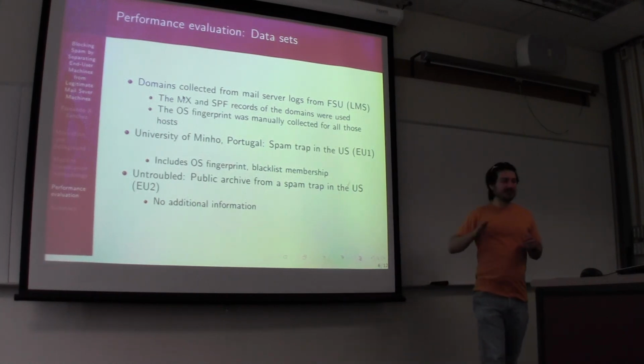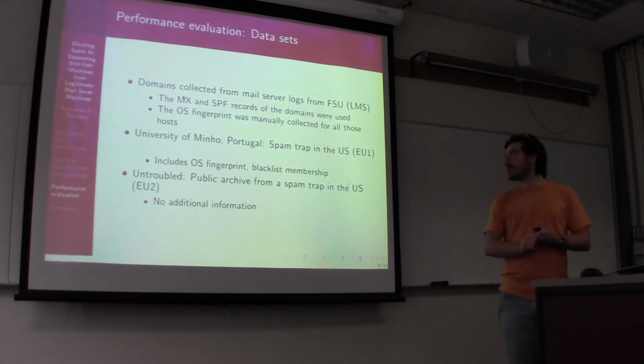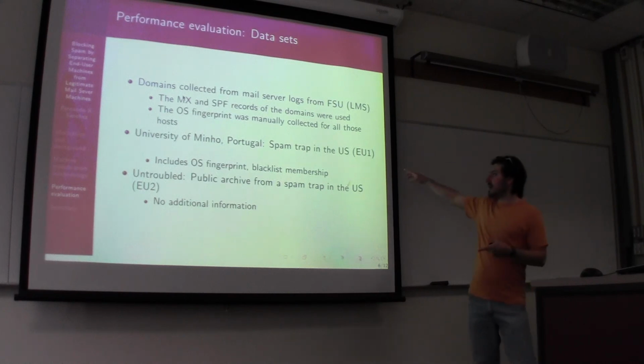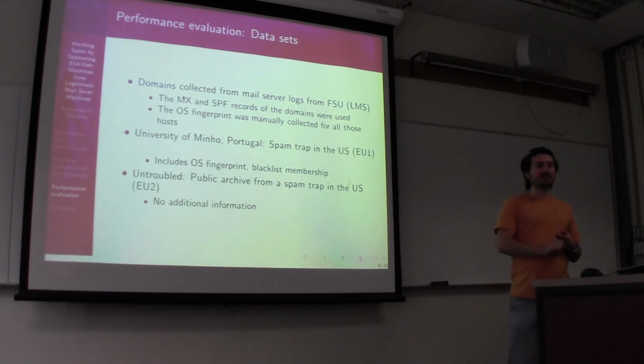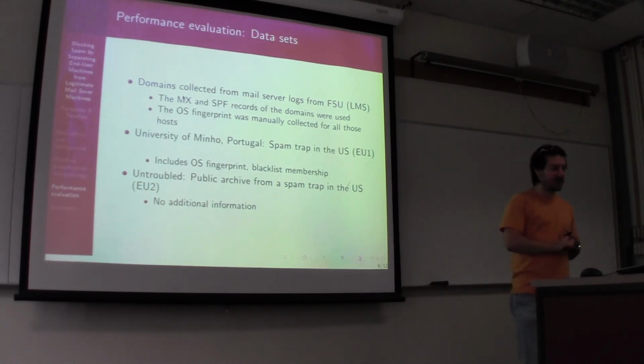These two sets give us a collection of legitimate mail servers from the first one, and a collection of end user machines, or likely end user machines, from the spam trap. This is our main set of study.